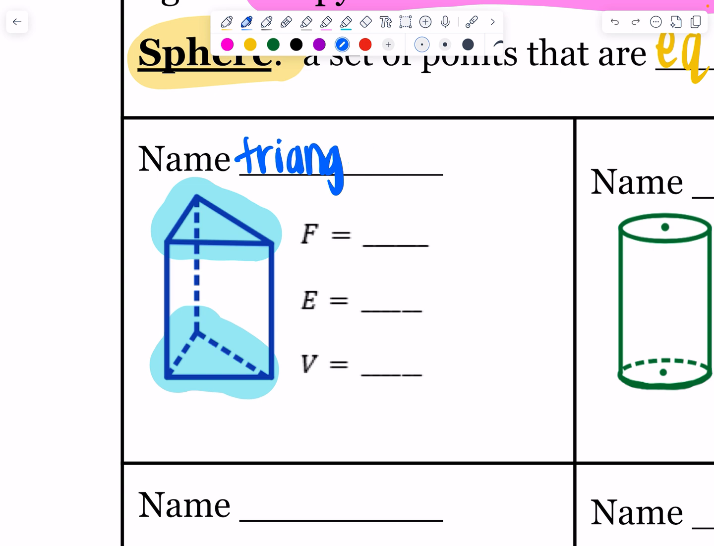Triangular prism. If you call it a triangle prism, that is totally fine. We're just trying to get those down. Okay, so how many faces does it have? 1 at the top for the ceiling, 1 at the bottom for the floor, and then 3 walls. So a total of 5 faces.